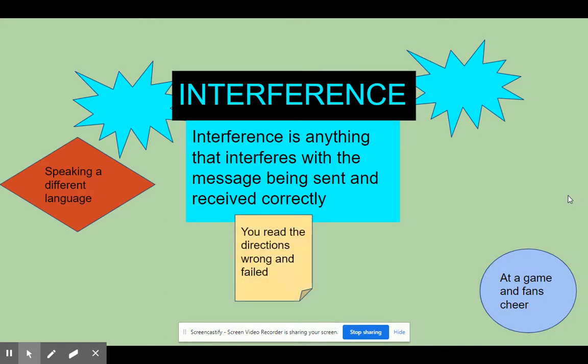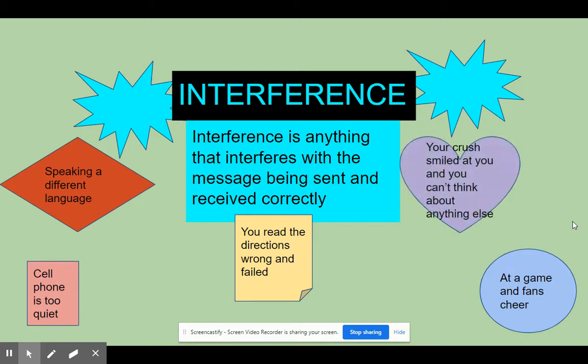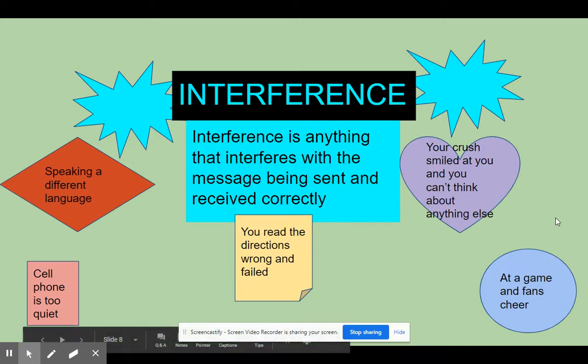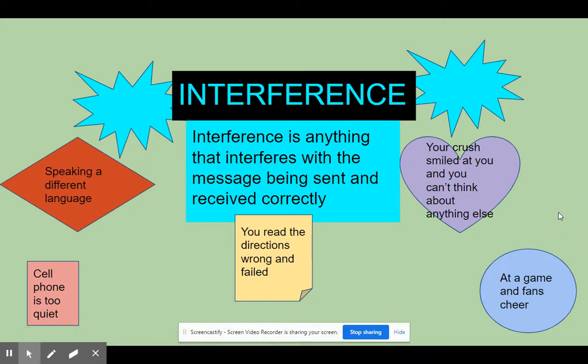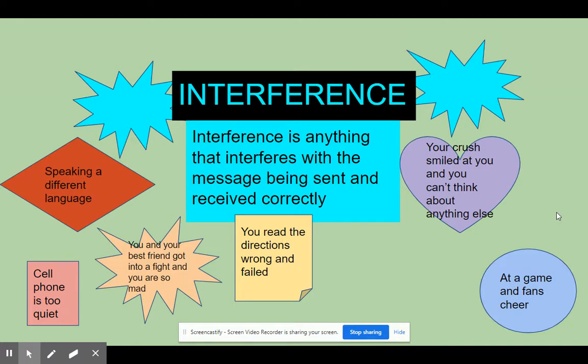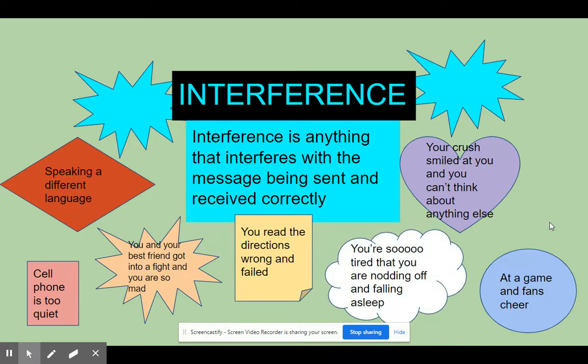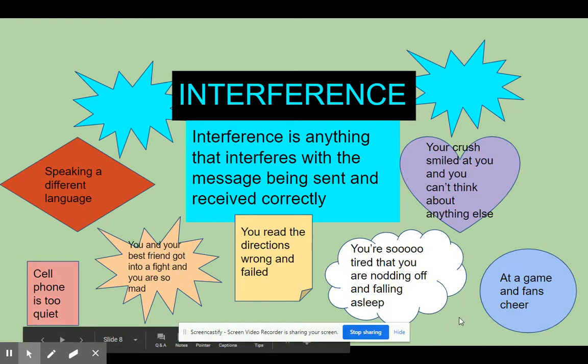You read the directions wrong and you fail a test, you obviously read the directions wrong or the directions were written poorly. Your cell phone is too quiet and you can't hear. Your crush smiled at you and that's all you can think about, so you are listening to your friend but you don't know what they're saying. You and your best friend got into a fight and you're mad, so you can't focus on anything else because you're stewing about it. You're so tired that you're nodding off and falling asleep, so you don't pay attention in math class. Sound familiar? Those are all examples of interference.